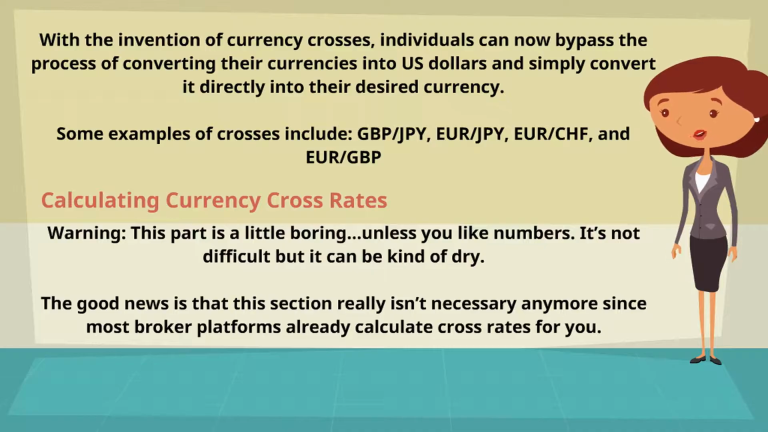With the invention of currency crosses, individuals can now bypass the process of converting their currencies into US dollars and simply convert it directly into their desired currency. Some examples of crosses include pound sterling to Japanese yen, euro to Japanese yen, euro to Swiss franc, and euro to pound sterling.